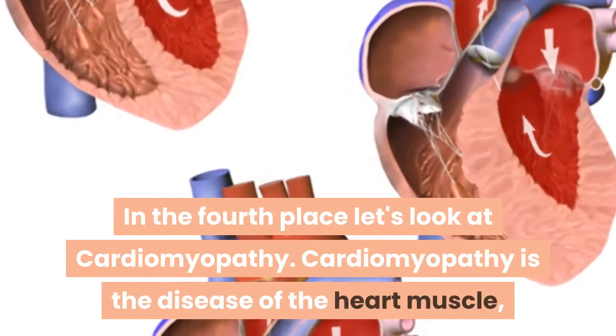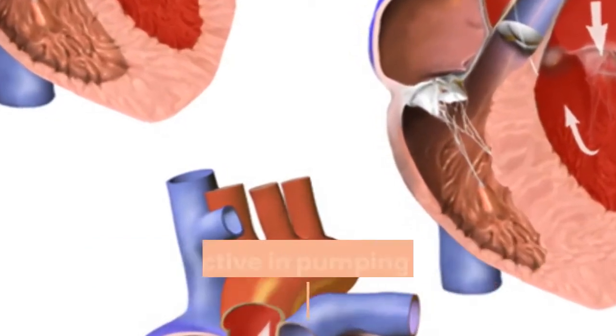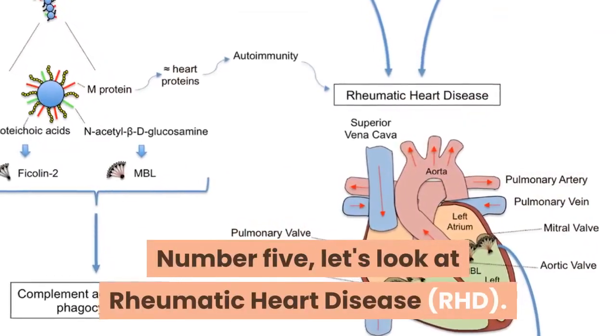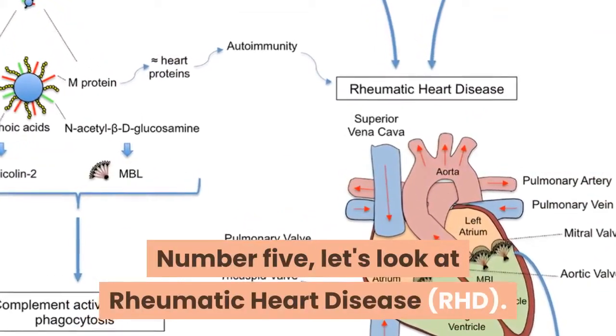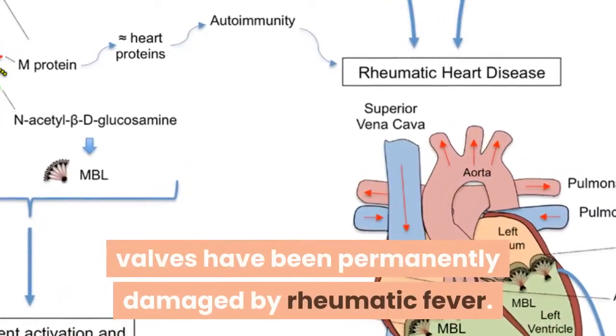Cardiomyopathy is the disease of the heart muscle, which becomes enlarged, thick or rigid, causing the heart to be ineffective in pumping blood to the whole body. Number 5, let's look at rheumatic heart disease, RHD. It is a condition in which the heart valves have been permanently damaged by rheumatic fever.